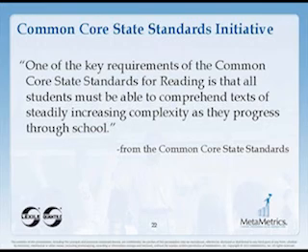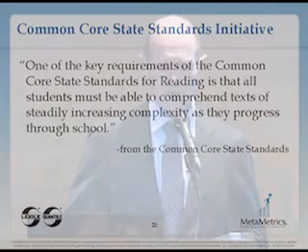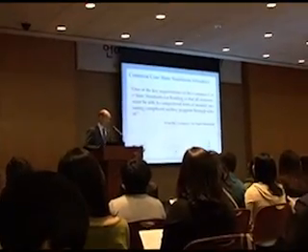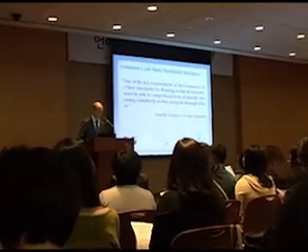The Secretary of Education in the United States said one of the key requirements of the Common Core standards for reading is that all students must be able to comprehend texts of steadily increasing complexity as they progress through school. This is just another way of saying that as a student starts elementary school and proceeds through high school, the complexity of the texts they're reading, the amount of reading and the difficulty of the text, needs to improve steadily if we're going to get them to where they need to be.